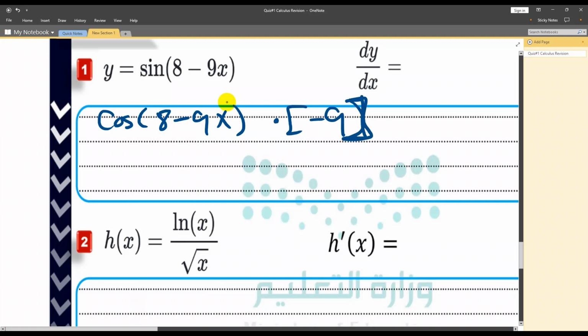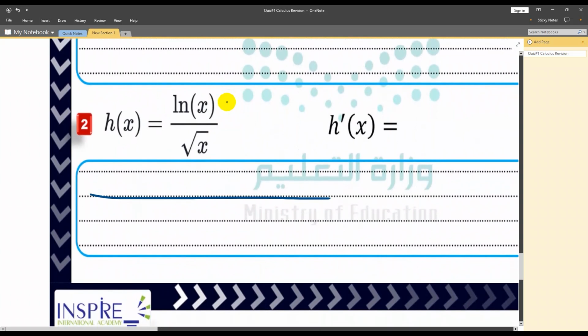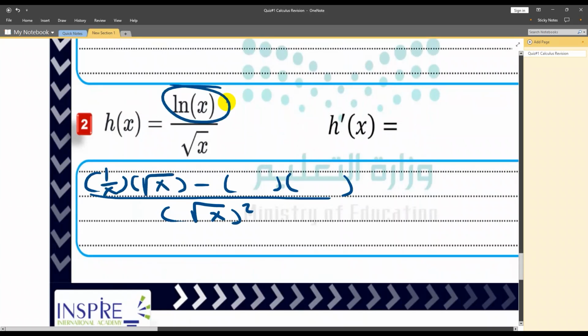So it will be negative 9 cosine of 8 minus 9x. Okay, let's continue. This one you can use the quotient rule. So square the denominator. Solve the numerator first, so it will be 1 over x. Keep the denominator the same. Then solve the denominator, it will be half.